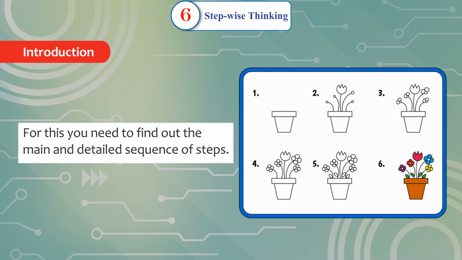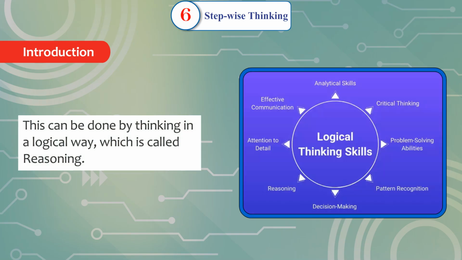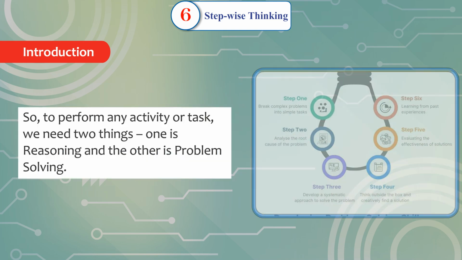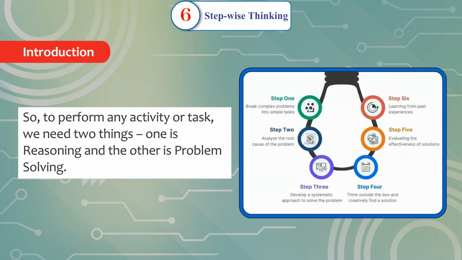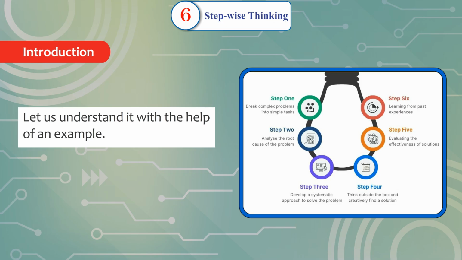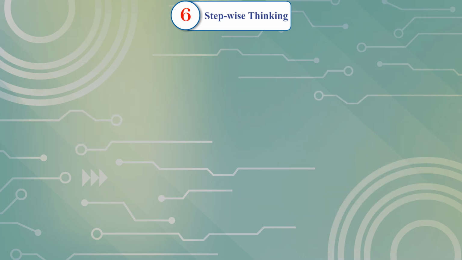For this, you need to find out the main and detailed sequence of steps. This can be done by thinking in a logical way, which is called reasoning. Then, follow these stepwise instructions to get the desired result, which is called problem solving. So, to perform any activity or task, we need two things. One is reasoning and the other is problem solving. Let us understand it with the help of an example.